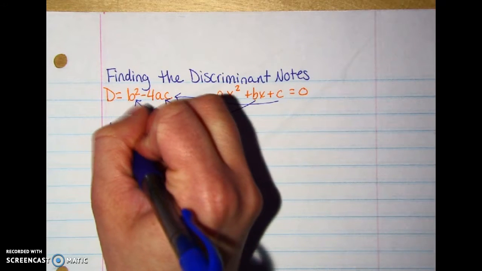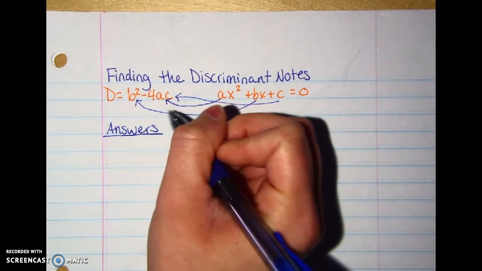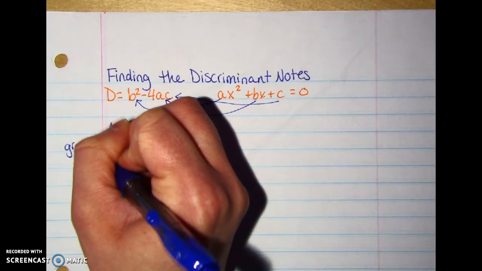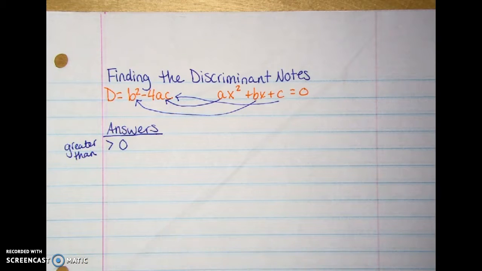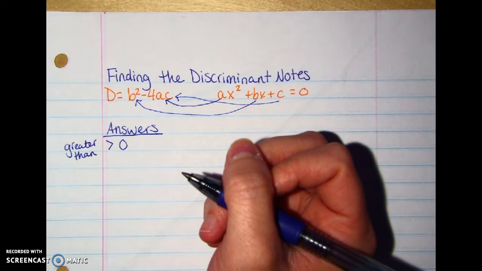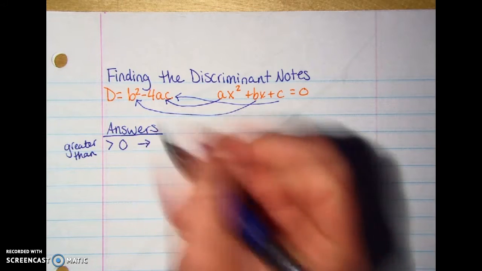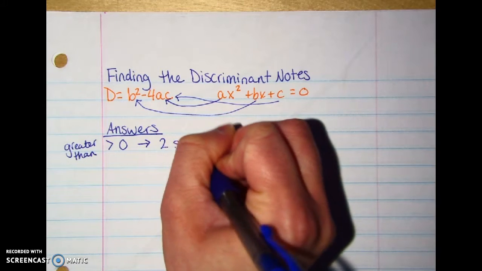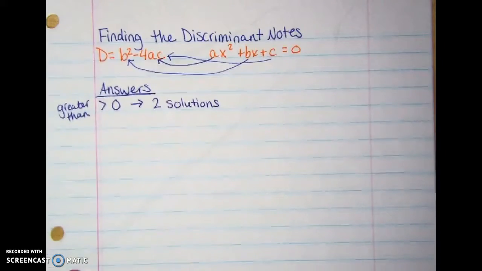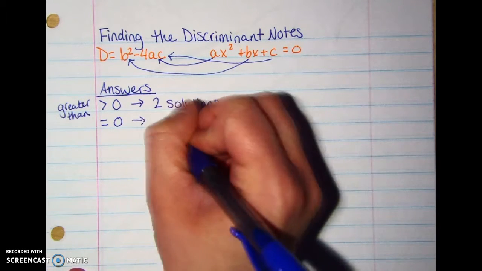So for answers, if the answer you get once you do b squared minus 4ac is greater than 0, I'm writing this over here in case you don't know that symbol. You should. So if your answer comes out greater than 0, like 58 or 75 or whatever it is, that means it has two solutions. If your answer equals 0, that means there is one solution.